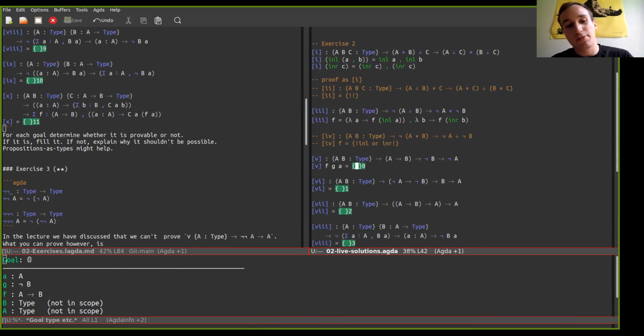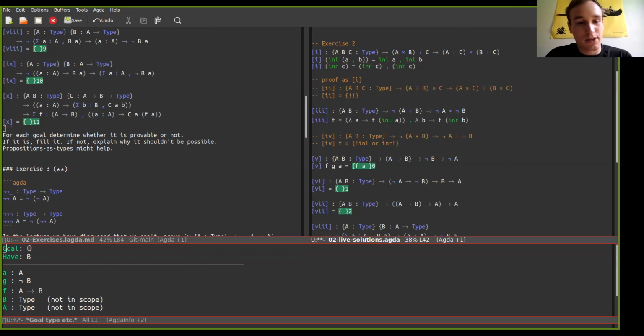And now if you look at what we have down here, A, G, and F, there's pretty much only one way to go forward. We can apply F to A, then we get something of B, and to that we can apply G, and we get the desired result.